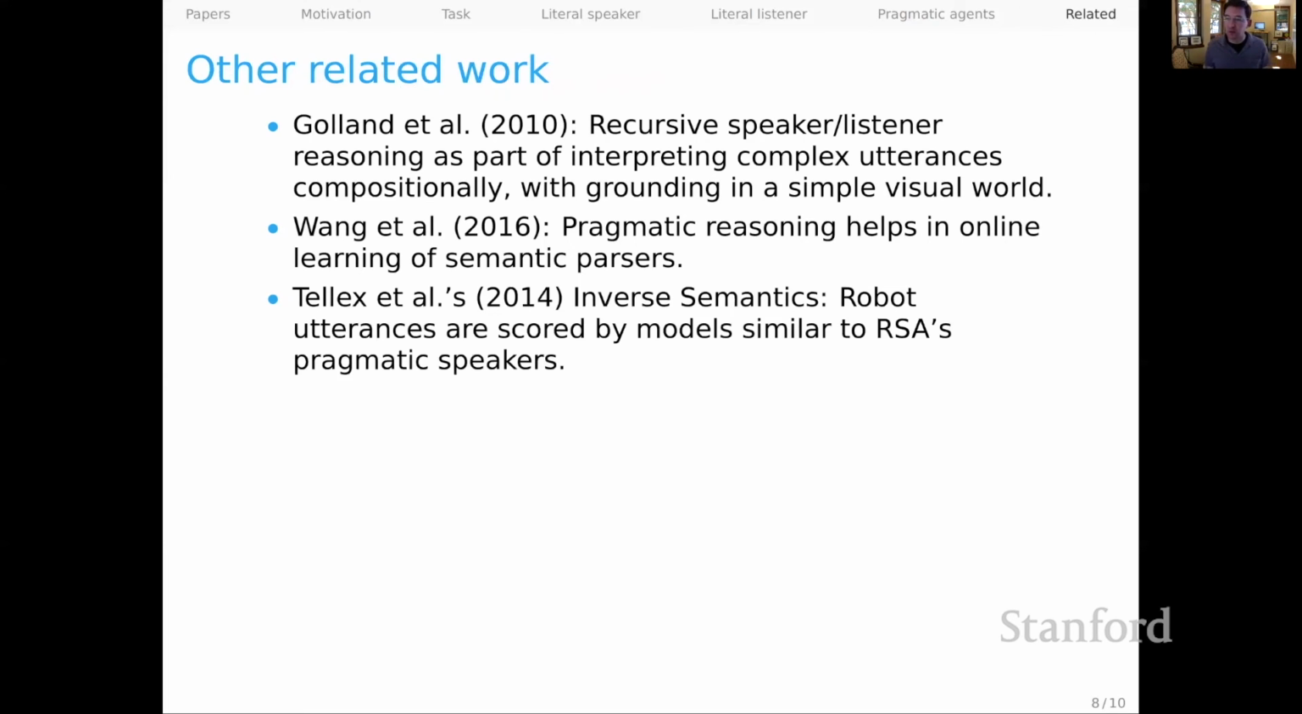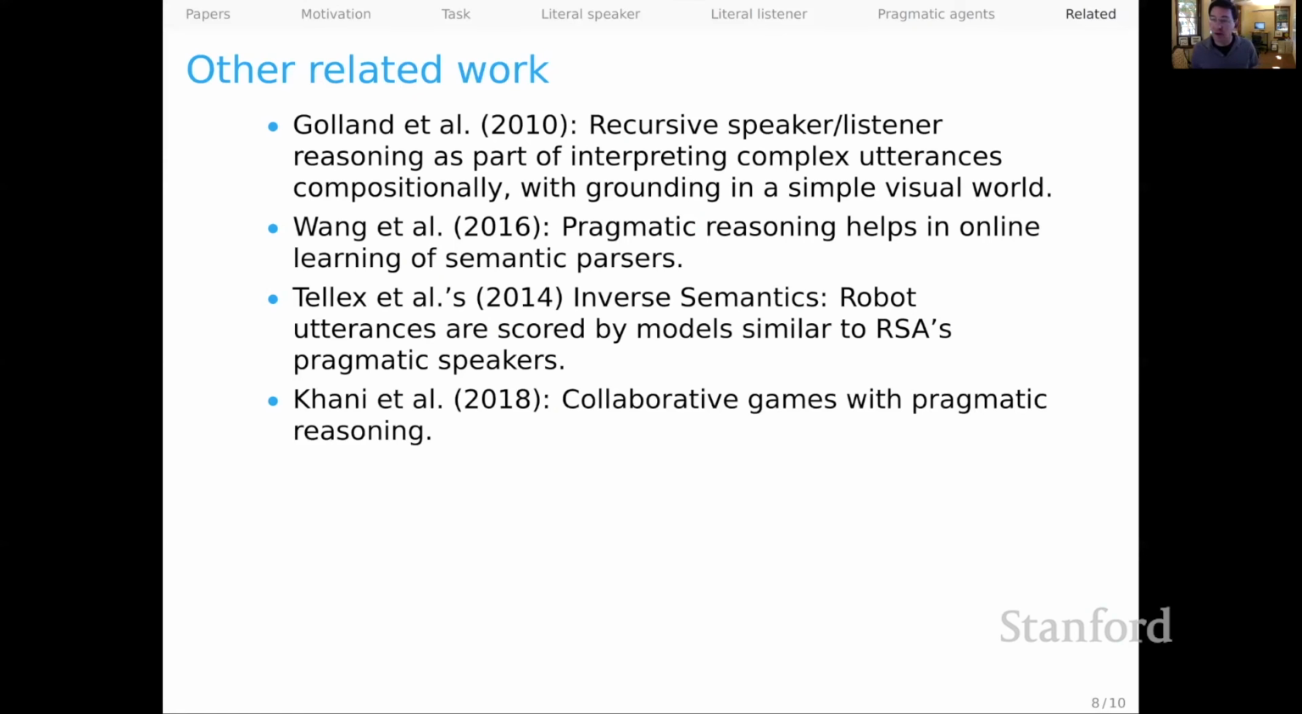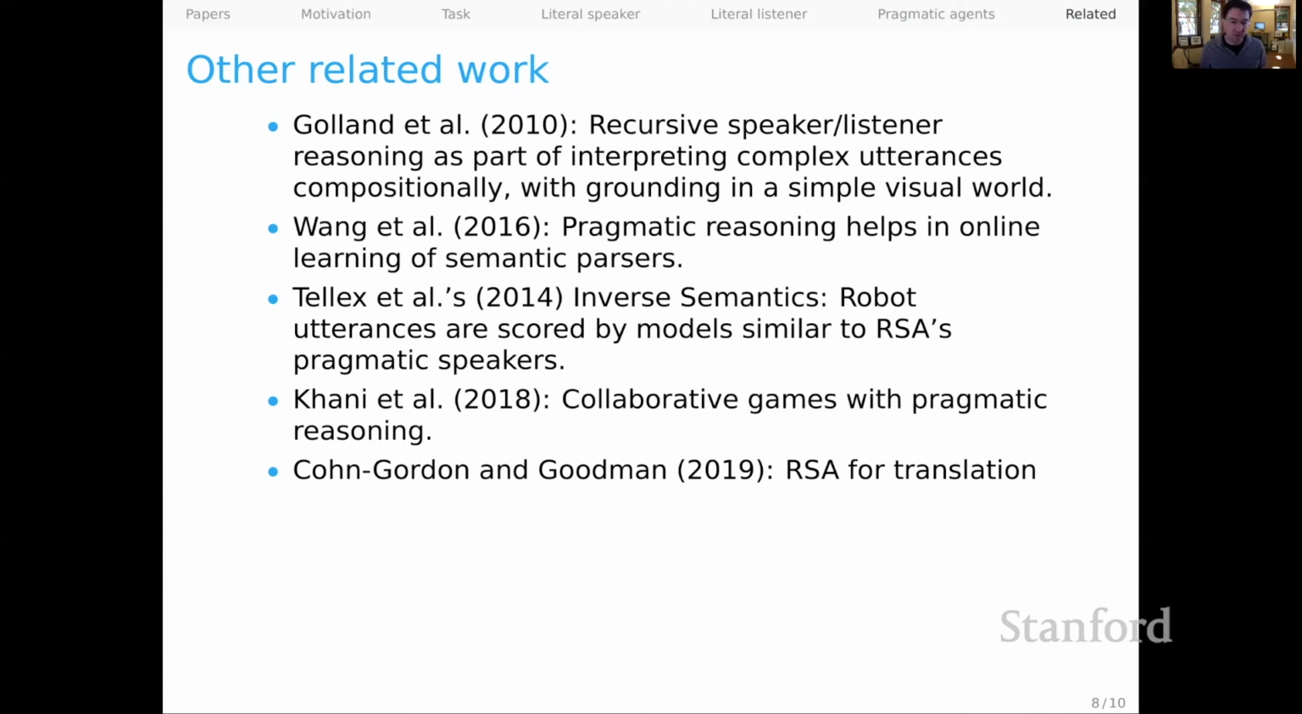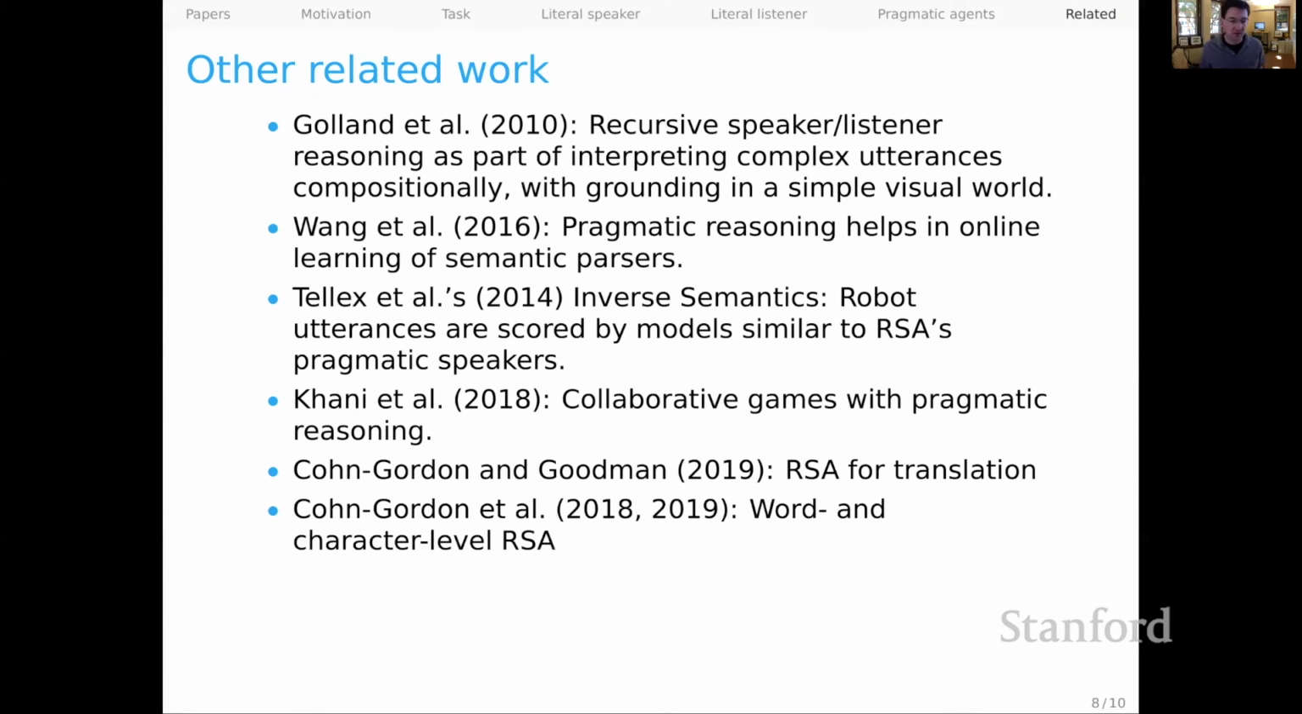I mentioned before work by Stephanie Tellex and colleagues on what they call inverse semantics, which is a simple RSA mechanism applied in the context of human-robot interaction to help humans and robots collaborate more efficiently. Khani et al. extend this to more free-form social interaction by showing that RSA has a role to play in collaborative games. I mentioned before this work by Reuben Cohn-Gordon and Noah Goodman on RSA for translation.